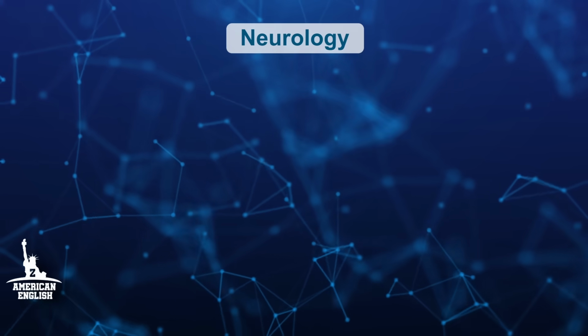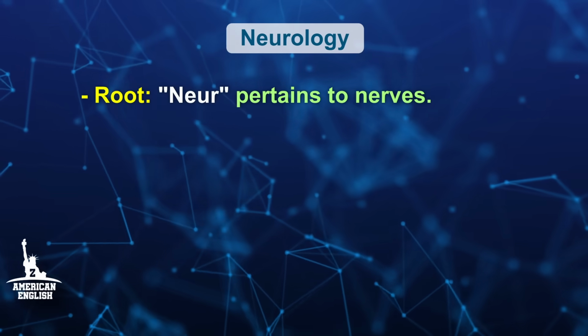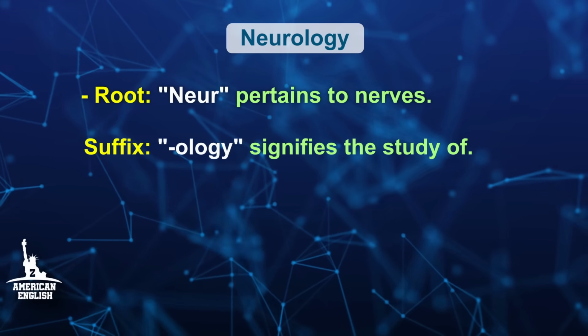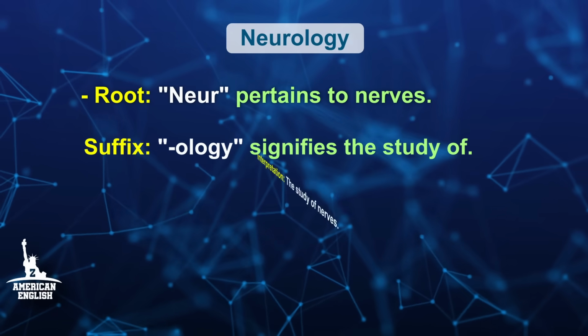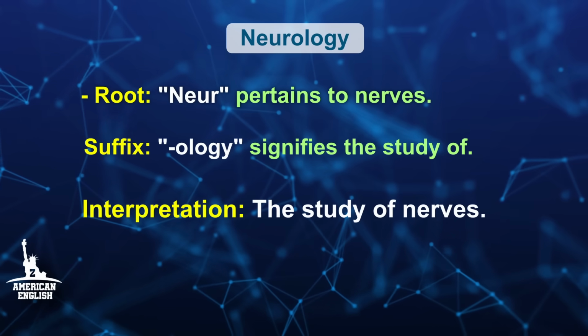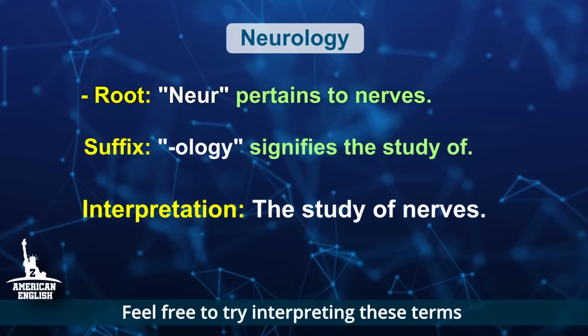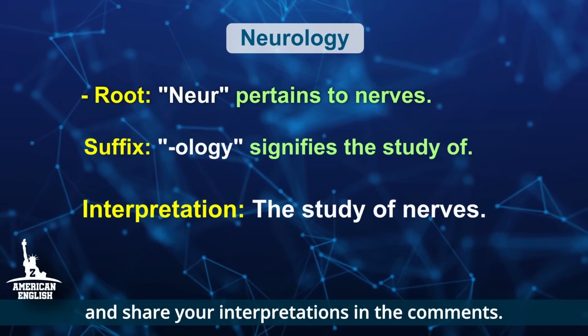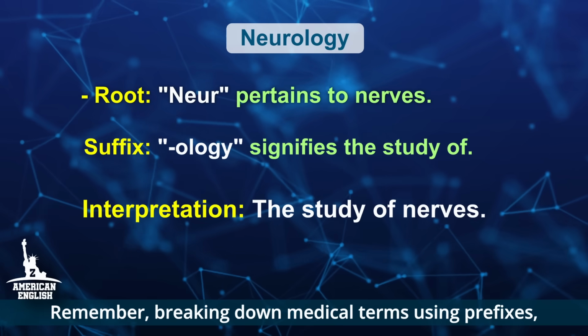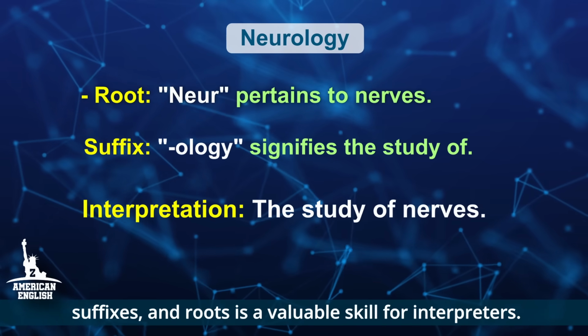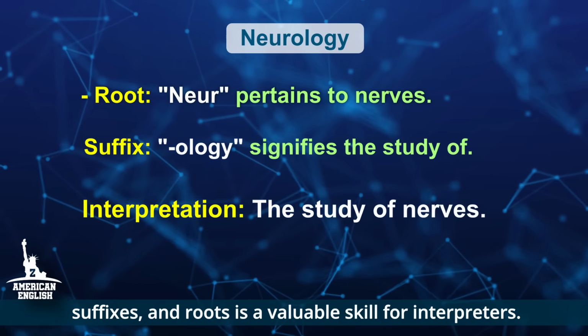Number 6. Neurology. The root neur pertains to nerves, and the suffix ology signifies the study of, so the interpretation should be the study of nerves. Feel free to try interpreting these terms and share your interpretations in the comments. Remember, breaking down medical terms using prefixes, suffixes, and roots is a valuable skill for interpreters.